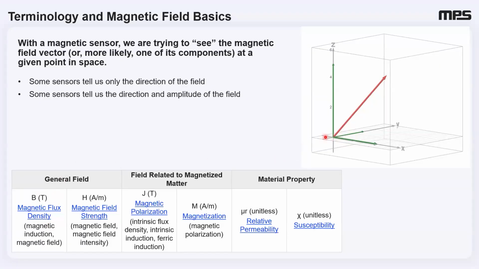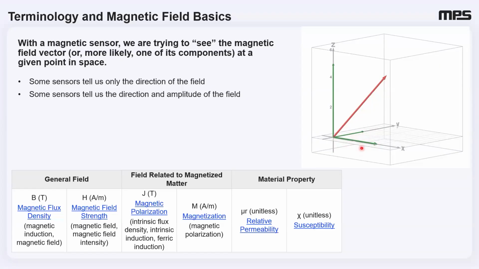At each point, we can take that field vector, let's say it's 30 millitesla in some given direction, and break it into its three orthogonal components. So we've got a Bx, a By, and a Bz that you can vector add to achieve the overall field vector. Some sensors only tell us the direction of the field, and it could be projected onto a single plane. For instance, if I've got a sensor that just has vertical Hall cells in it, I'm just going to know what the direction of the field in the XY plane is.